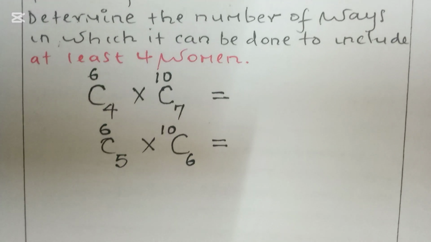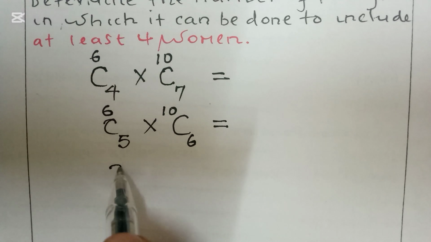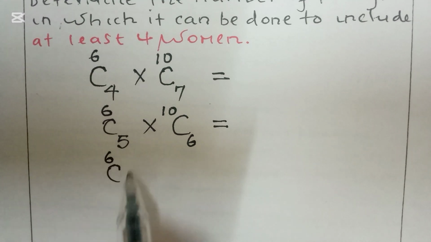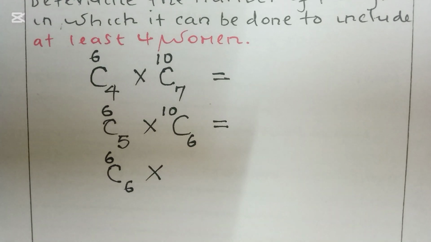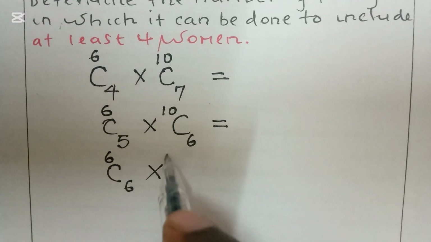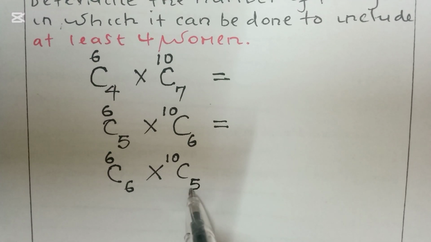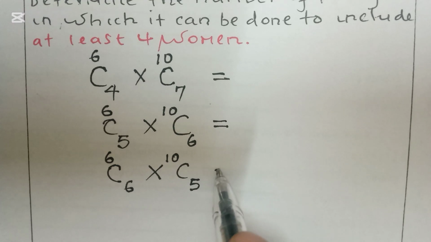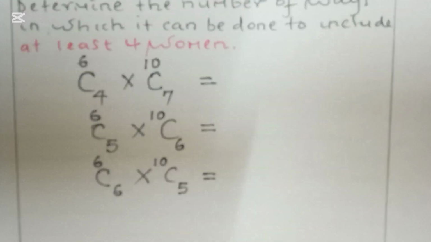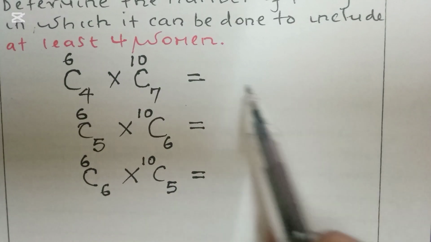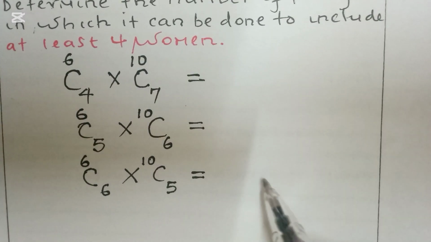The next committee, guys, is going to have now 6 women. So we are going to write 6 combination 6 times, for the men, 10 combination 5, because for the men, we are going to have 5 men in this committee. So guys, we are now going to calculate the number of ways we can make each of these committees. This is the first one, the second one, the third one, and then guys, we can add them together.